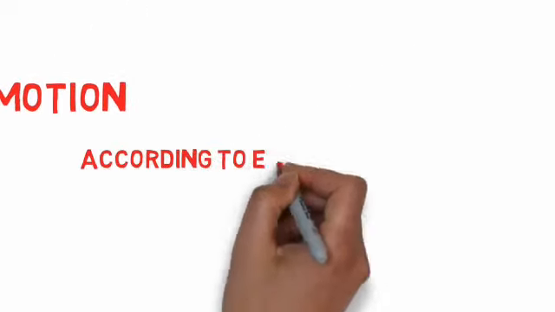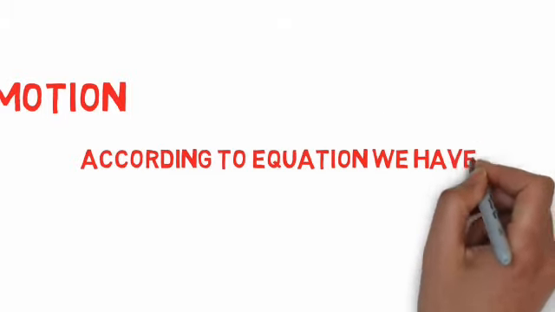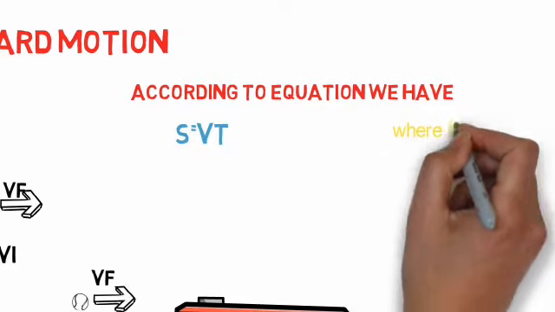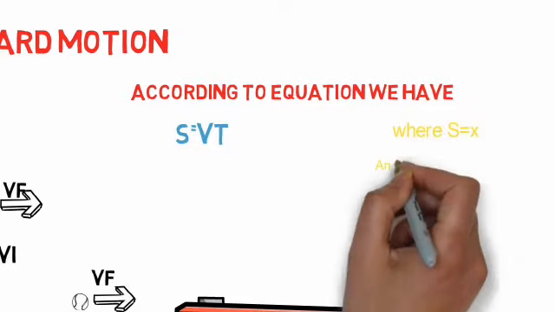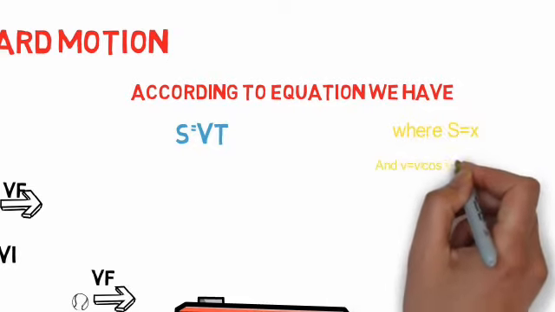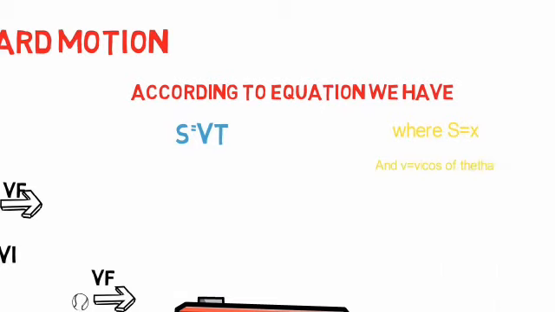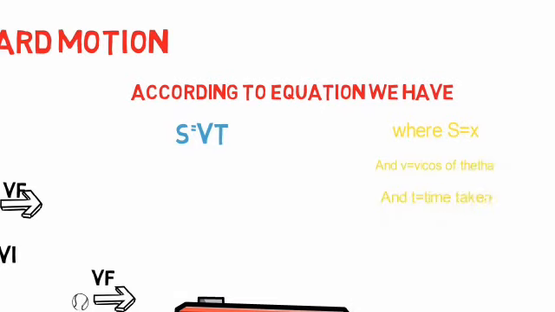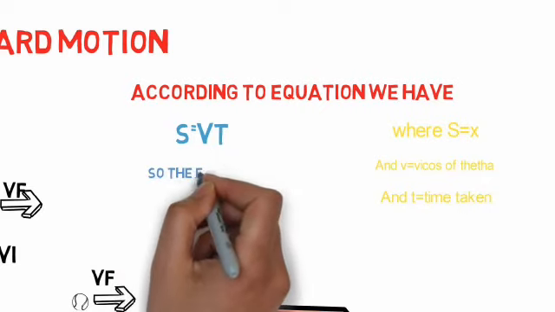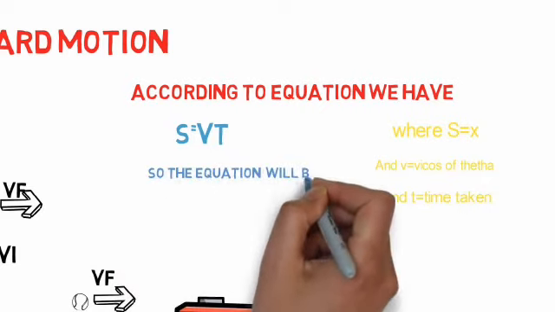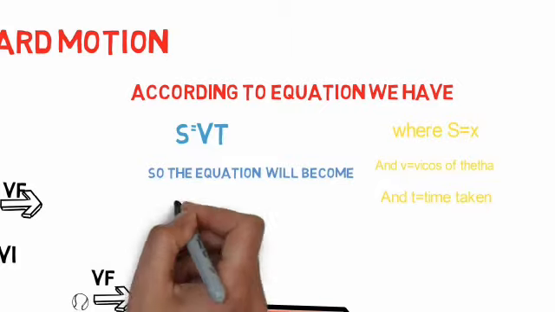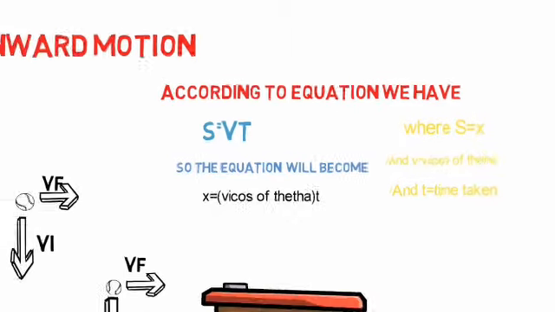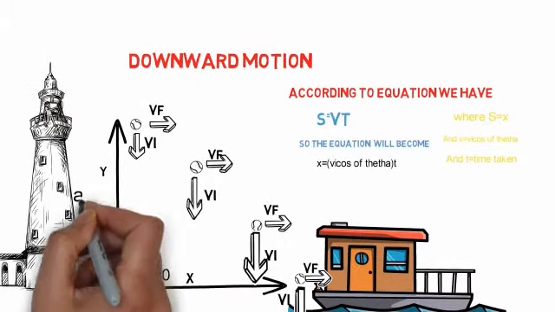According to the equations of motion, we have S equals Vt. This is to find the horizontal distance, where S is equal to x, V is equal to Vi cos theta, and T is equal to the time taken. So the equation will become x equals Vi cos theta times T. Ax is equal to 0, Ay is equal to g.